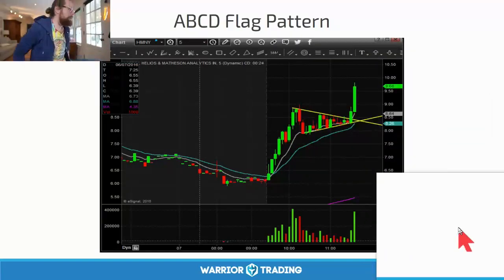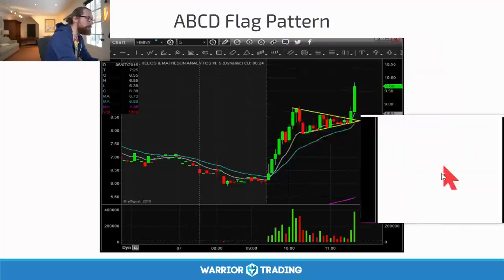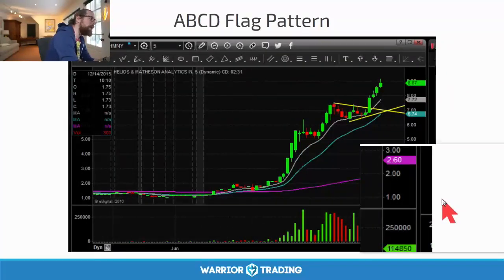So this is an example that I wanted to show you initially as being one that's not necessarily picture perfect. You can tell that it's a little choppier. It's just not picture perfect, but it clearly ended up resulting in a really nice breakout. This one is a little more what we would call picture perfect.